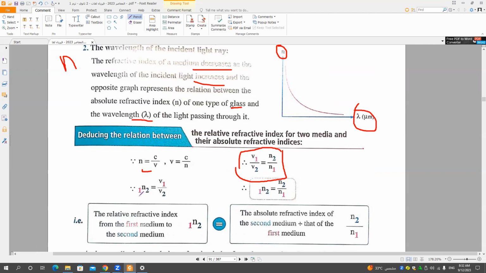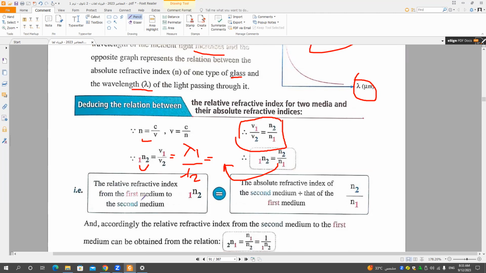If the light transfers from the first medium to the second medium, the ratio between V1 over V2 equals wavelength 1 over wavelength 2, which equals N2 over N1. Why? Because the velocity of light or the wavelength has an inverse relation with the optical density or the absolute refractive index of the medium. Wavelength 1 over 2 equals N2 over N1, from this graph.